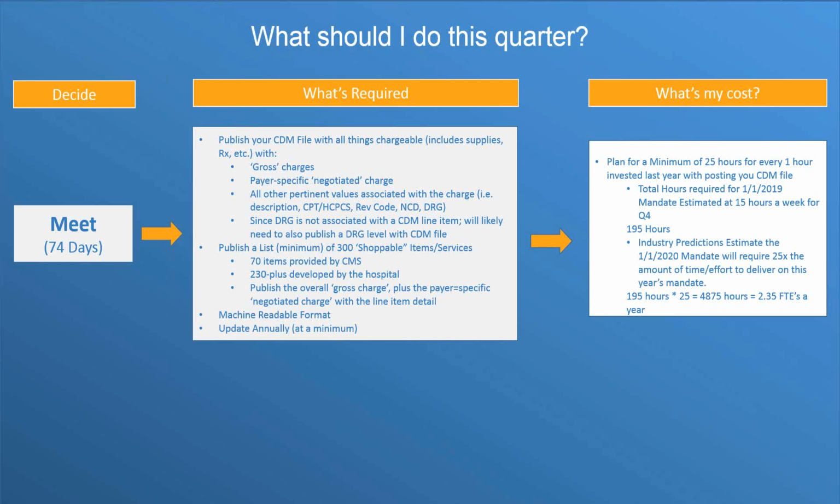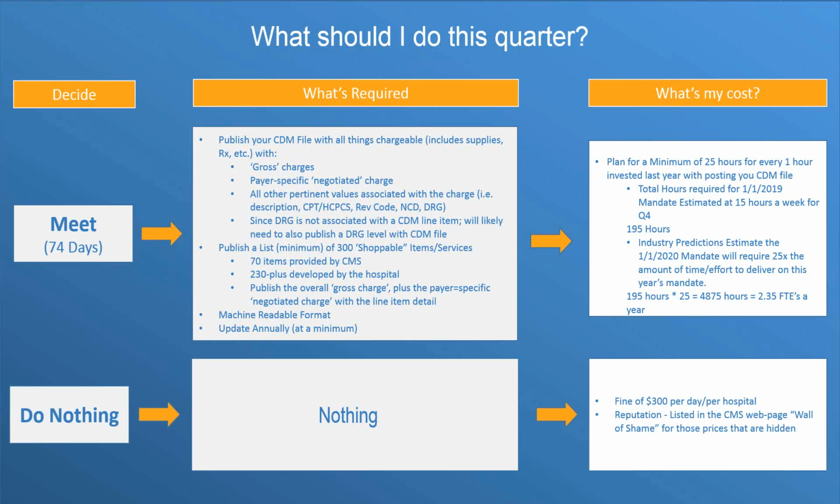Now, as it relates to timing of that information, for planning purposes, if you elect to do this internally, you should estimate a minimum of 25 hours for every hour you spent last year posting your current list of standard prices on your website. Most organizations estimate somewhere between 100 and 200 hours were spent or invested last year to fulfill last year's mandate. Now, the second option is to do nothing, which does have some outlined penalties.